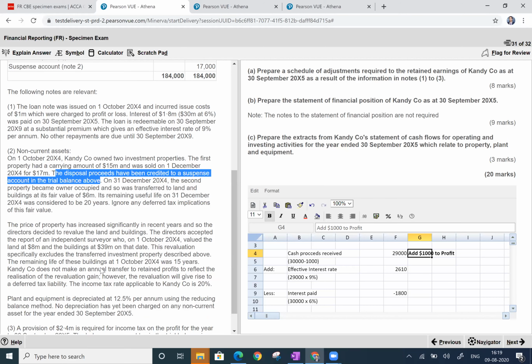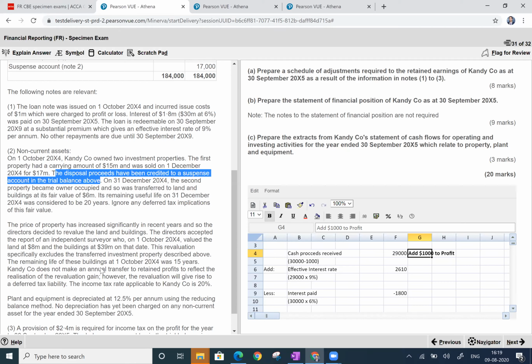And the next one. The price of property has increased significantly in recent years, so the directors decided to revalue the land and building. The directors accepted a report of an independent surveyor who, on 1st October X4, valued the land at 8 million and the building at 39 million on that date. This revaluation specifically excludes the transferred investment property described above, so you don't have to bother about that transferred investment property. The remaining life of this building at 1st October X4 was 15 years.